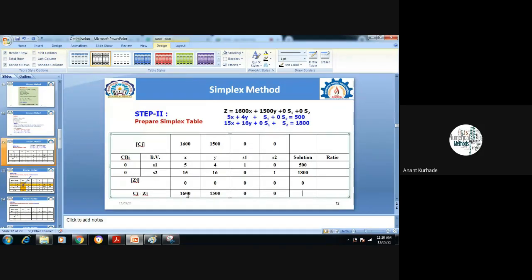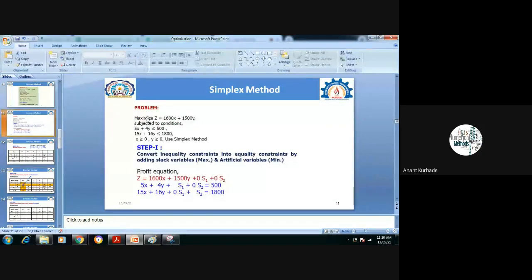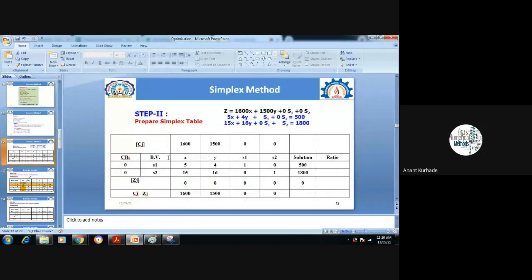Okay, now next part we have to find the key column. First always find the key column. Now see this problem statement. The problem statement is to maximize z, so it is a maximization problem. So for finding the key column, always find the maximum value of Cj minus Zj. Which one is maximum? 1600 is maximum. So you can assign this whole column as the key column, hold this as a key column.